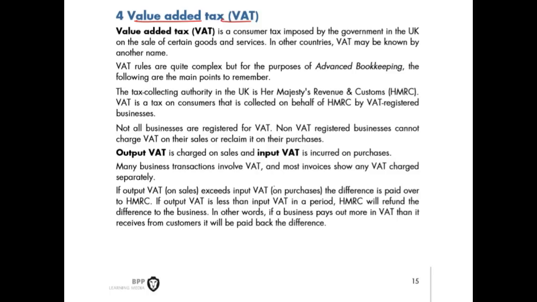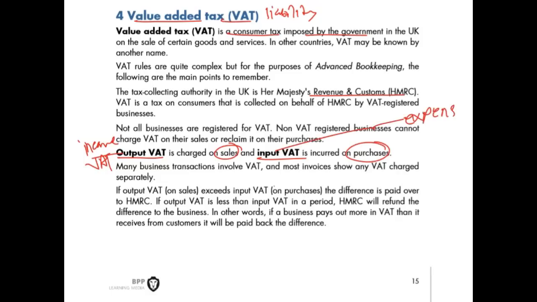VAT, value added tax, generally it is a liability. VAT is charged on consumers and imposed by the government, and collected by the seller on behalf of HMRC. There are two types of VAT: output VAT, which is held on sales, and input VAT, which is held on purchases. Just generally, output VAT or income VAT, and input VAT or expense VAT. These are the two types of VAT.